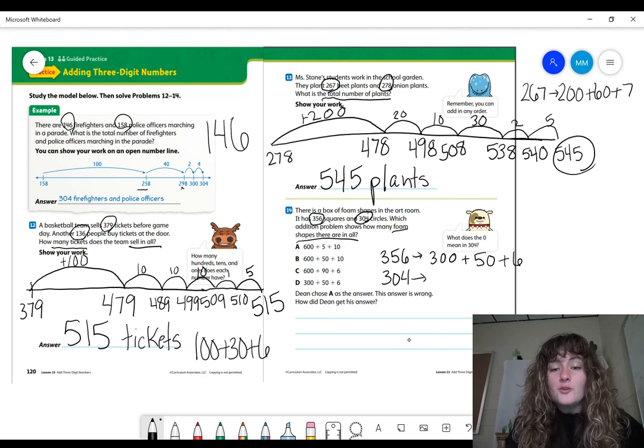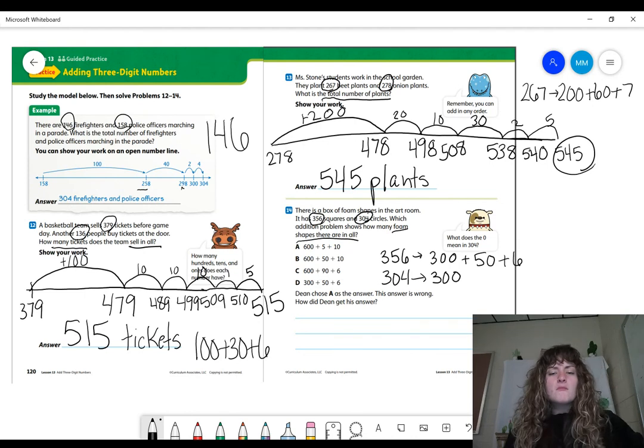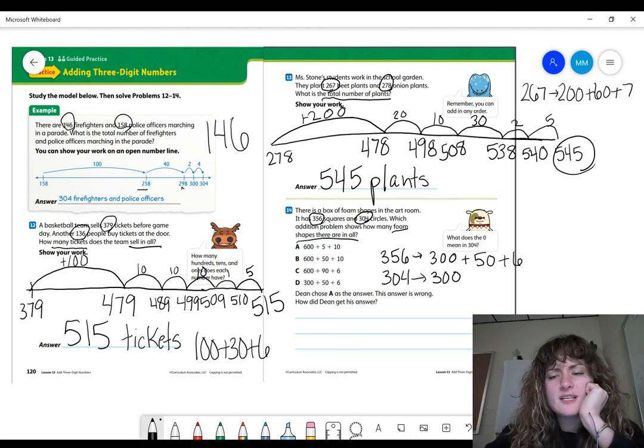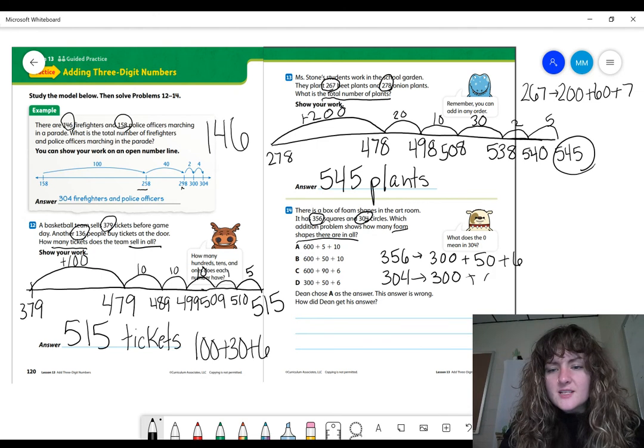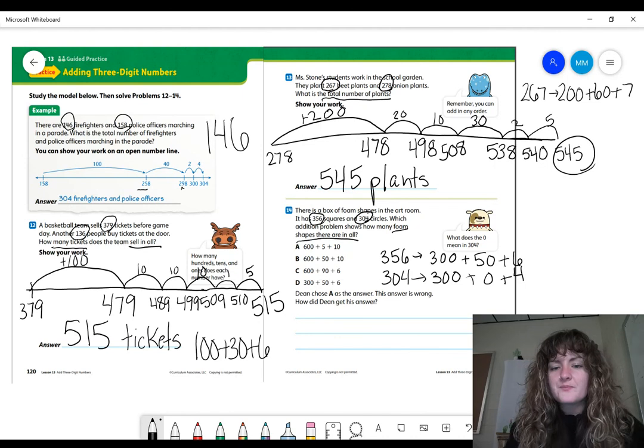304 has a value of 3 hundreds. There's a 0 in the tens place. So does that mean I have 0 tens? I think so. All right, plus 0 tens and 4 ones.